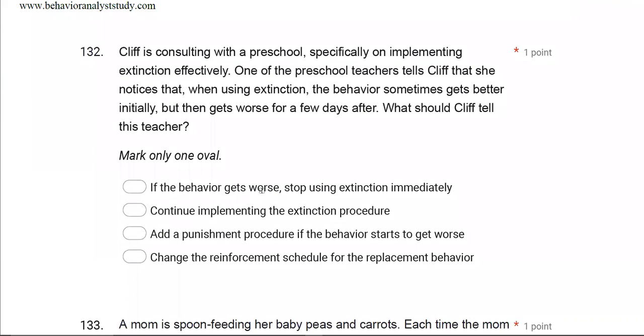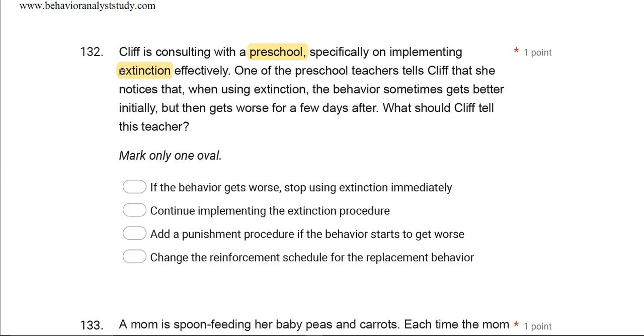132, Cliff is consulting with a preschool specifically on implementing extinction effectively. One of the preschool teachers tells Cliff that she notices that when using extinction, the behavior sometimes gets better initially, but then gets worse for a few days after. What should Cliff tell the teacher? Part of being a behavior analyst, a big part, is training and being the one in scenarios to be kind of the guiding light. In this case, we have Cliff consulting with a preschool and specifically on extinction. And extinction could be difficult because of the extinction burst.